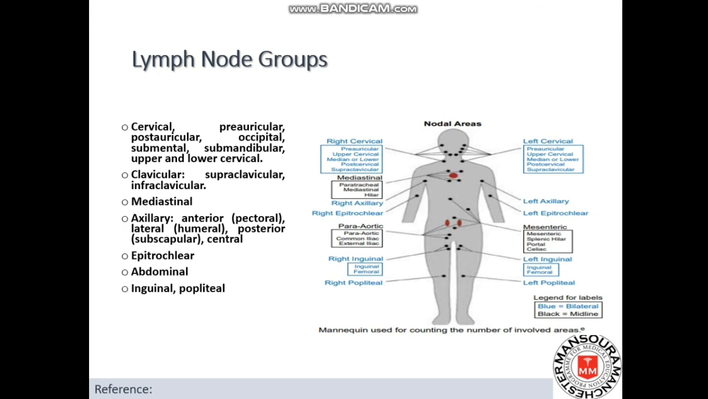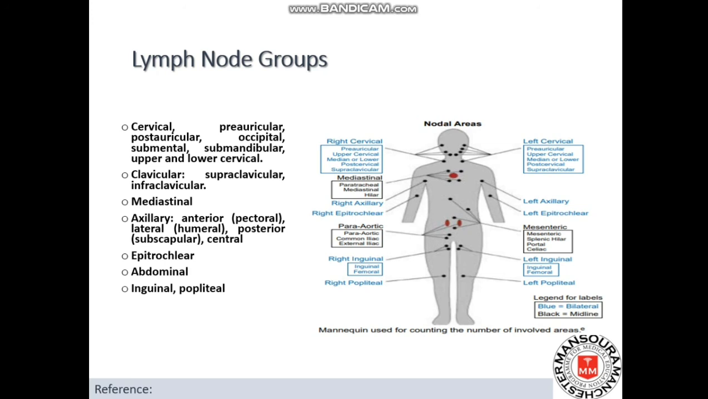Axillary group, it is right and left group. It is 5 groups. Anterior group, pectoral, related to pectoralis major muscle. Lateral group, it is humeral group, it is related to humerus bone. And posterior group, related to subscapular group. And the central group in the floor of the axilla. Epitrochlear group, it is right and left. Abdominal group, it is diagnosed by imaging technique, except if the patient is very thin and it is huge.